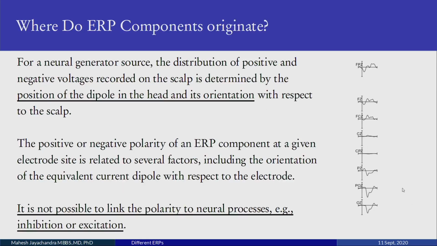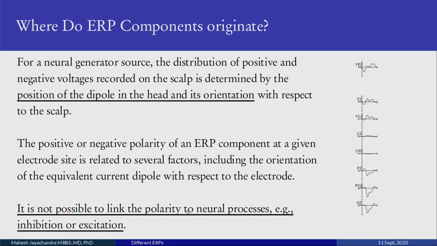Where do the components of the ERP originate? For a neural generator source, the distribution of positive and negative voltages recorded on the scalp is determined by the position of the dipole in the head and its orientation. So when groups of neurons fire and they are all aligned in one particular axis, they act like a dipole, like a magnet with the north and south.